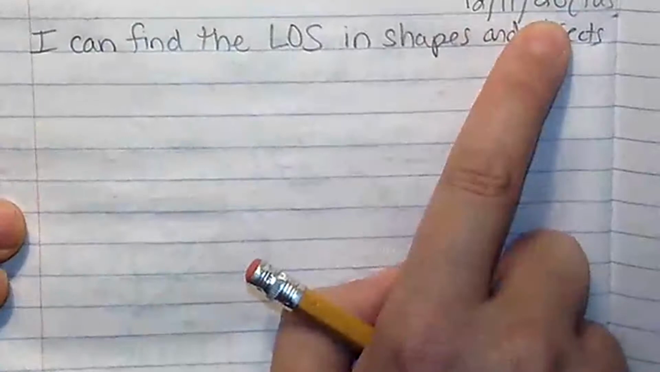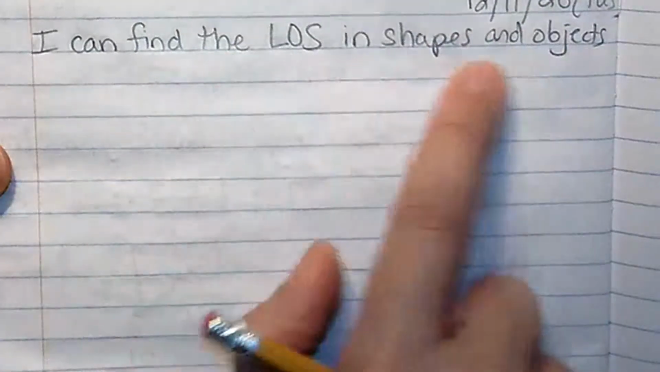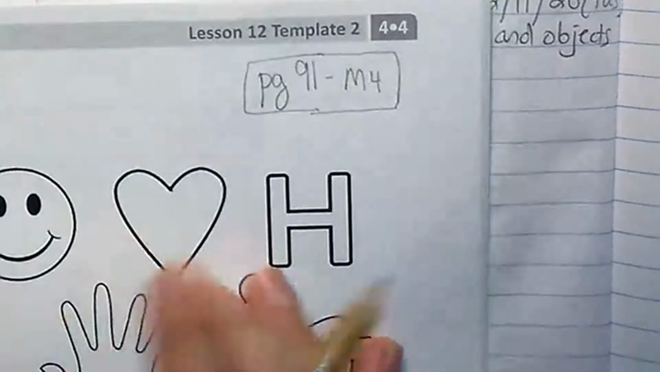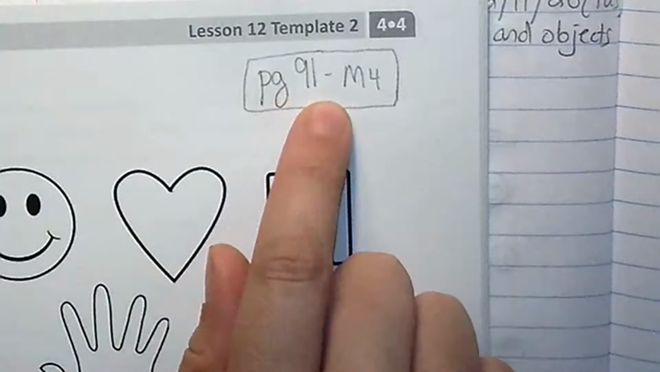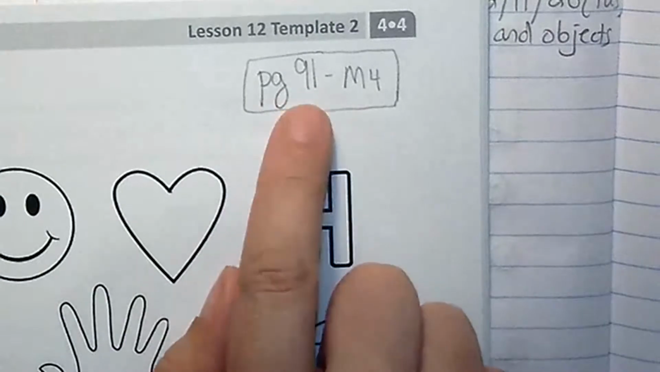Good morning. Today is Tuesday, December 11th, 2020, and our I Can says, I can find lines of symmetry in shapes and objects. We are going to be using your green book, Module 4, on page 91 in just a minute. So if you need to get your green book, go ahead and do that. It's page 91. I'm going to start with a couple notes that I want to clarify from yesterday.